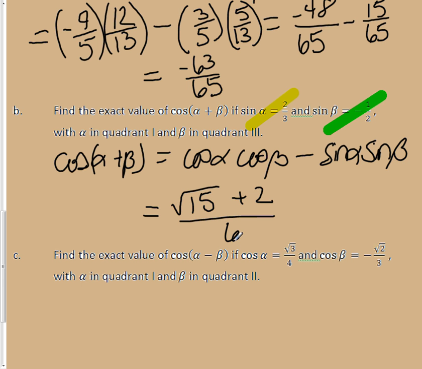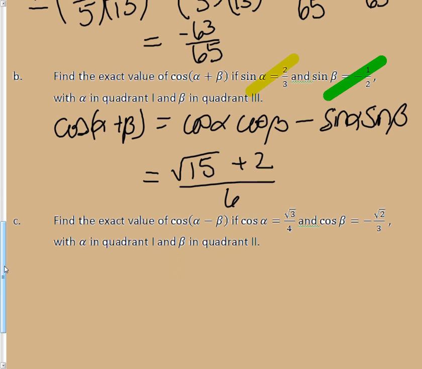All right, so let's take a look at our last example. On the last example, we have the cosine of alpha minus beta. The difference between this last example and the first two is that this time I have the cosine of alpha and I have the cosine of beta. So I need to find the sine alpha and the sine beta. And I'm going to let you guys do that, and once again I will give you the answer.